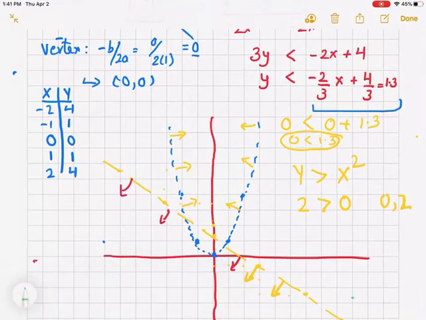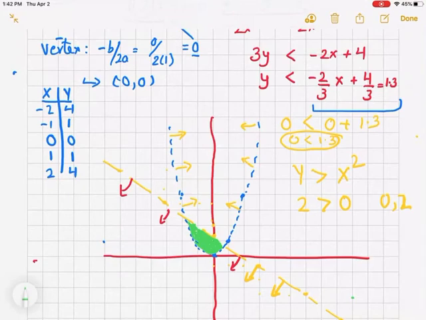Finally, time to shade a common solution. For the parabola, it's the inside piece, which is this. And for the line, it's everything under the line. So it means it would be this solution area, this area, which is my answer. Here you go. So that's my answer. So that's how we do it.